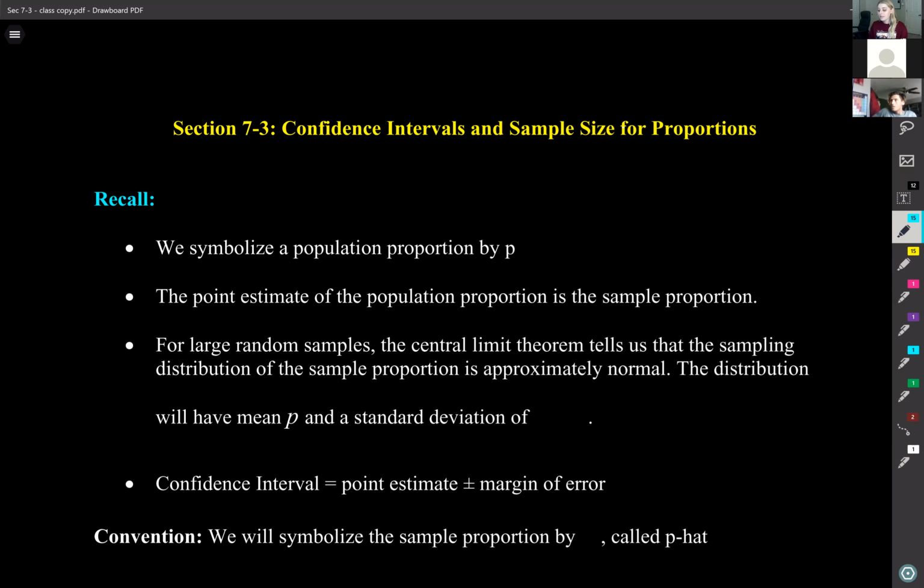So we symbolize a population proportion by P, which seems appropriate since the word proportion starts with P. And then the point estimate. If you remember, we talked about point estimates on Tuesday. The point estimate of a population proportion is just a sample proportion, similarly to how the point estimate for the population mean was a sample mean. So for large random samples, the central limit theorem tells us that the sampling distribution of the sample proportion is approximately normal. The distribution will have mean P and a standard deviation of the square root of PQ over N.